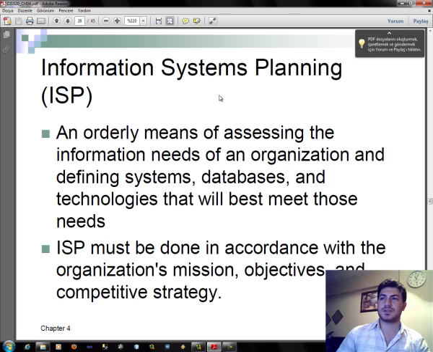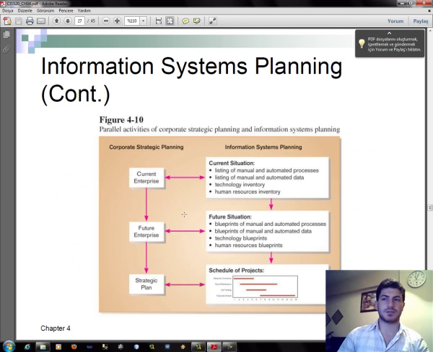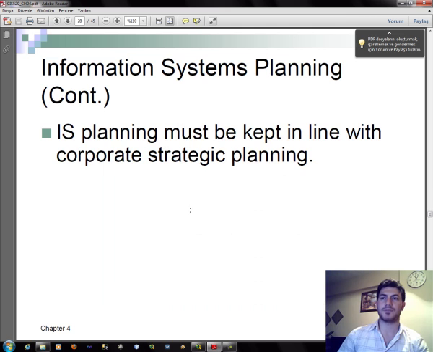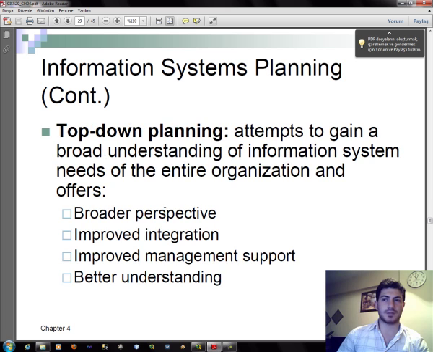Another topic, information systems planning, ISP: an orderly means of assessing the information needs of an organization and defining systems, databases, and technologies that will best meet those needs. ISP must be done in accordance with the organization's mission, objectives, and competitive strategy. Here's a figure on this topic. Okay. IS planning must be kept in line with corporate strategic planning.